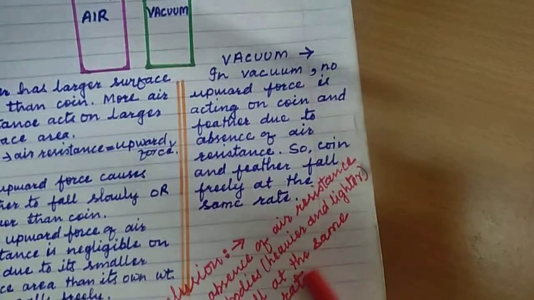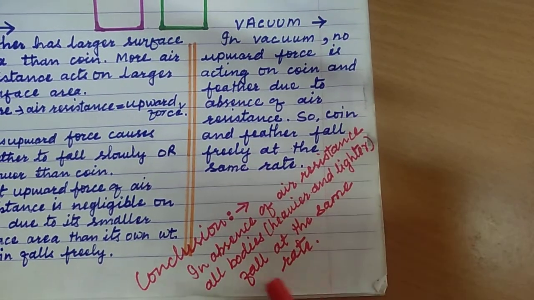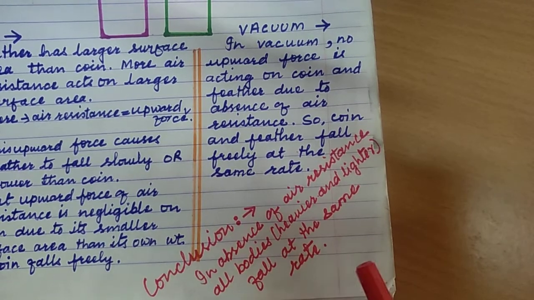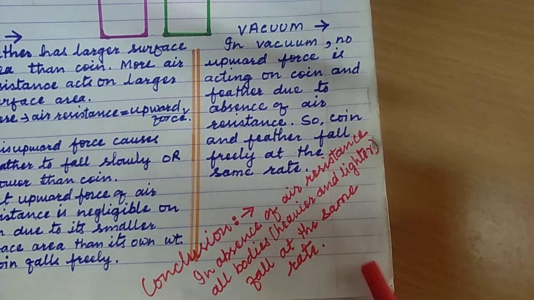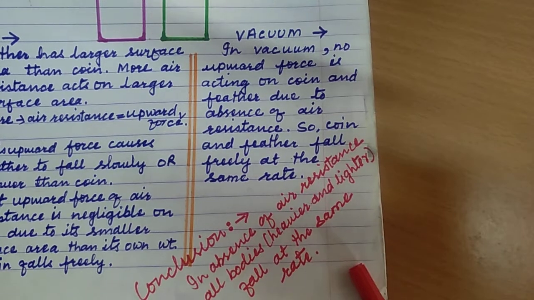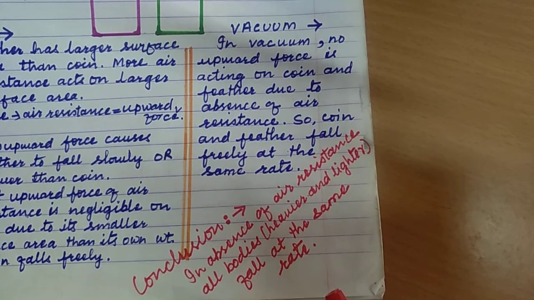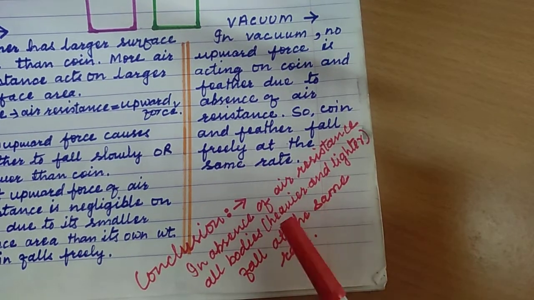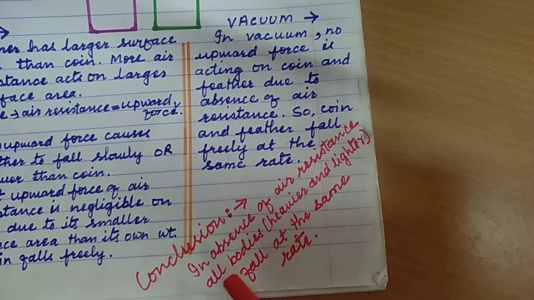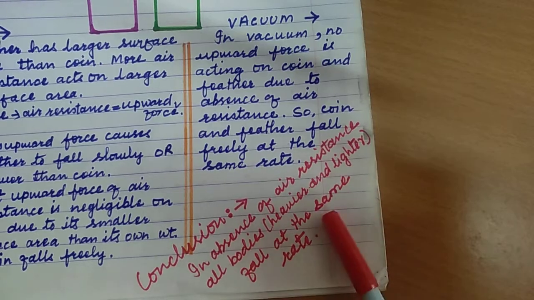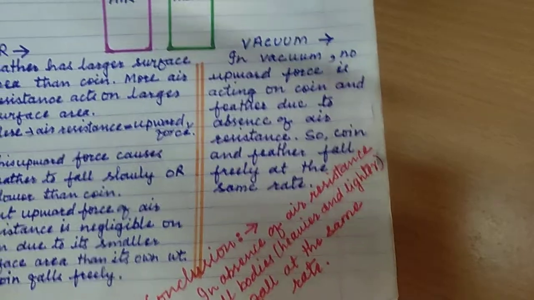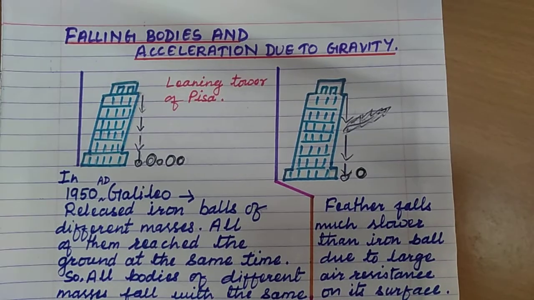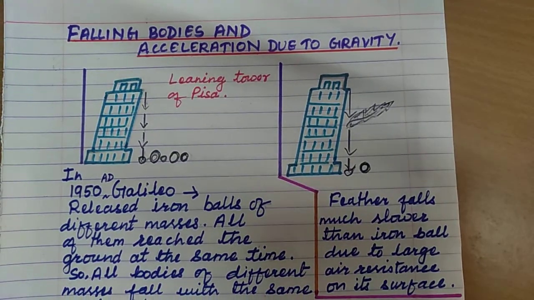In absence of air resistance, all bodies, heavier and lighter, fall at the same rate. So this is the conclusion of the coin and feather experiment. This is asked in exams frequently. What is the conclusion of the coin and feather experiment? The conclusion is, in absence of air resistance, all bodies, heavier and lighter, fall at the same rate. Now we are going to see the next experiment, which also helps to understand acceleration due to gravity.